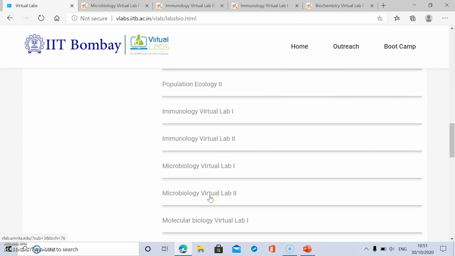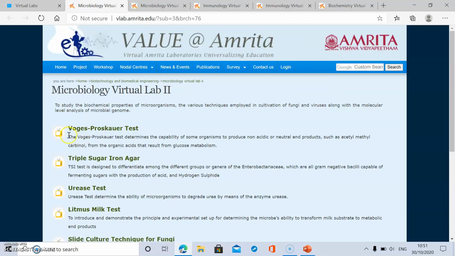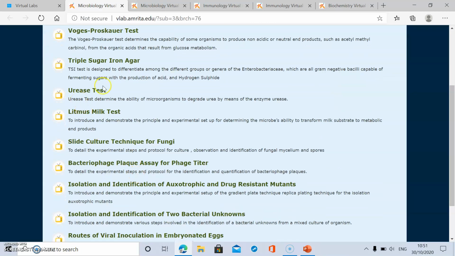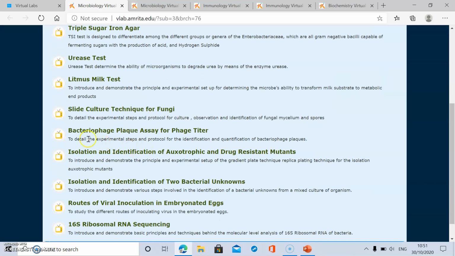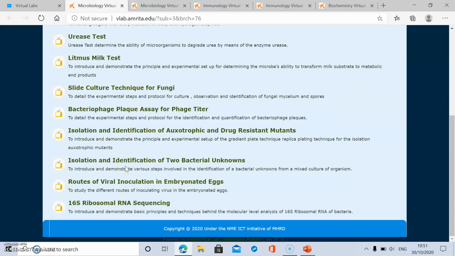Then microbiology virtual lab 2: Voges-Proskauer test, triple sugar iron agar urease test, litmus milk test, slide culture technique for fungi, bacteriophage plaque assay for phage titer, isolation and identification of auxotrophic and drug resistant mutants, isolation and identification of bacterial unknowns, routes of viral inoculation in embryonated eggs, and 16S ribosomal RNA sequencing.